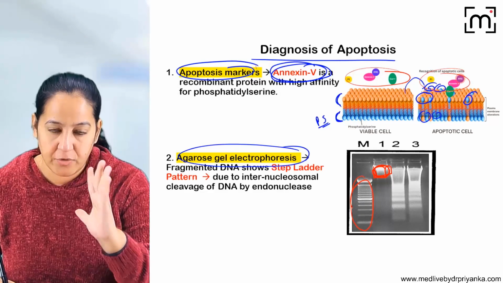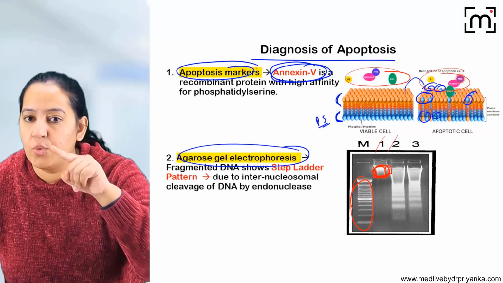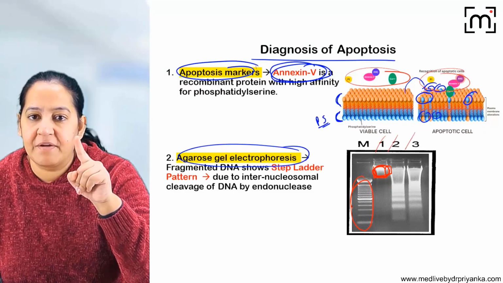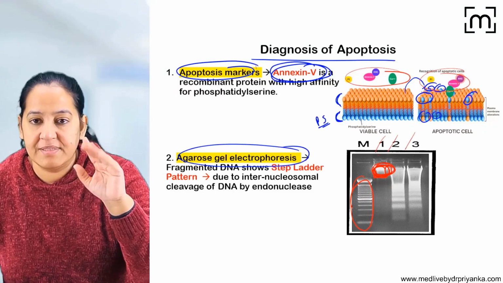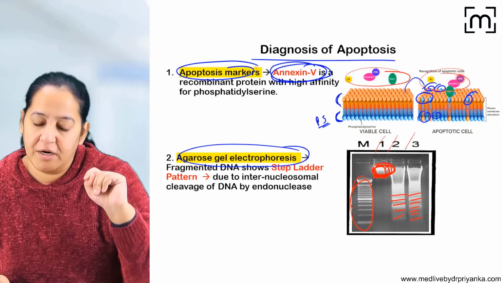This is a ladder on the Agarose gel electrophoresis, a comparative ladder. See cell number 1, cell number 2 and cell number 3. In cell number 1, the complete DNA is in one portion. But in cell number 2 and 3, you can see it is fragmented into multiple portions.